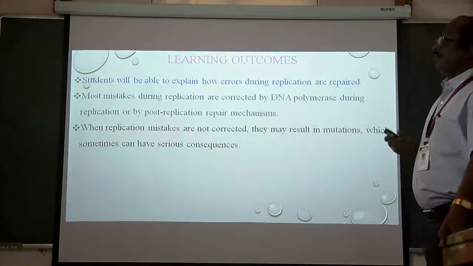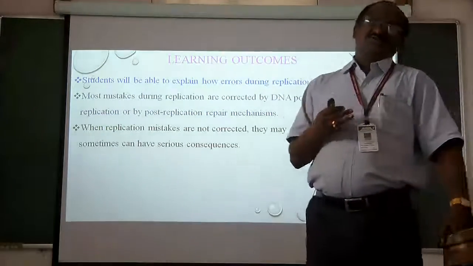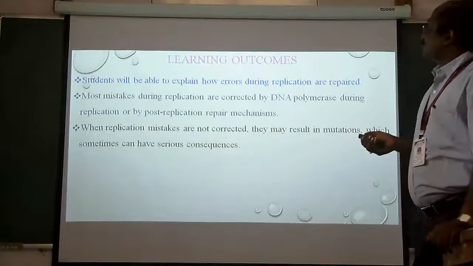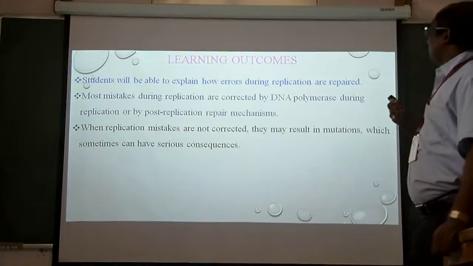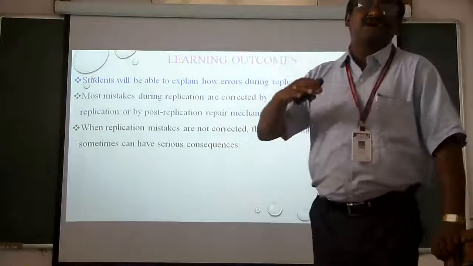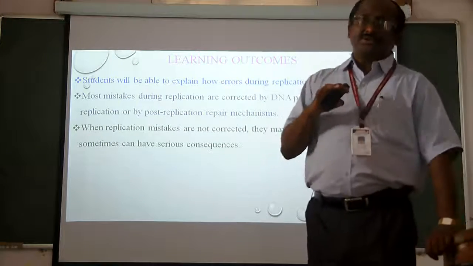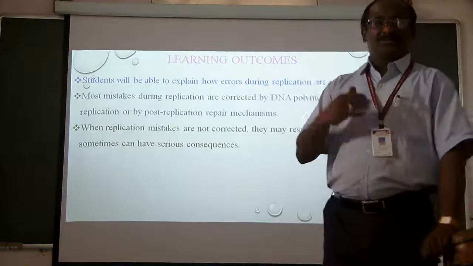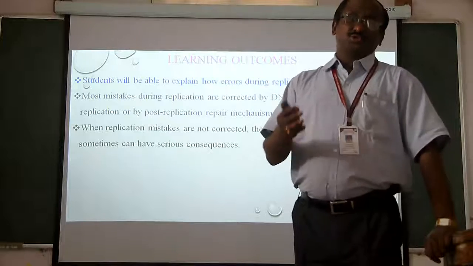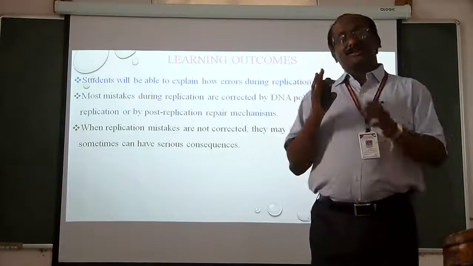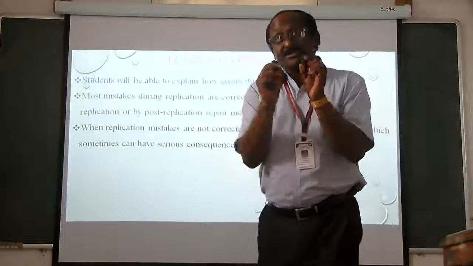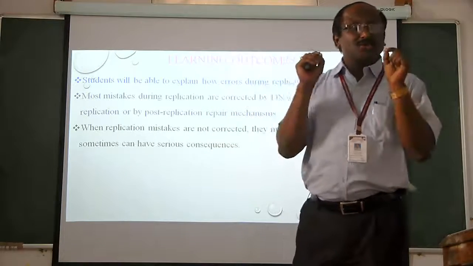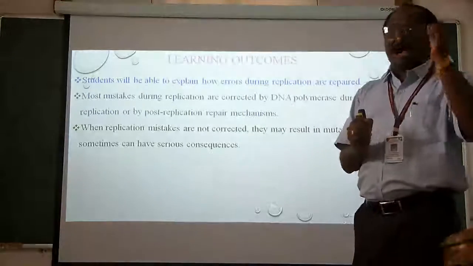So what are the learning outcomes of this unit? After the end of the topic, the students will be able to explain how the errors during replication are repaired naturally. This is a natural mechanism where the DNA has its own capability to repair on its own. So the very first thing is that the DNA should identify that something is going wrong, that something is wrong in the sequence of DNA.